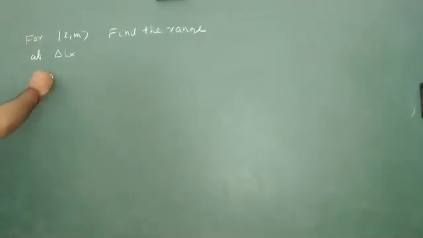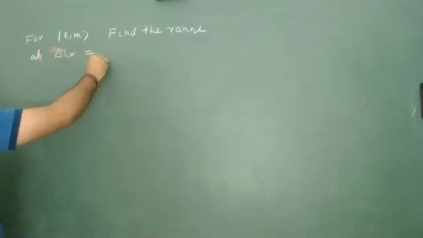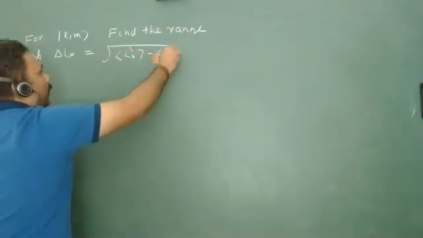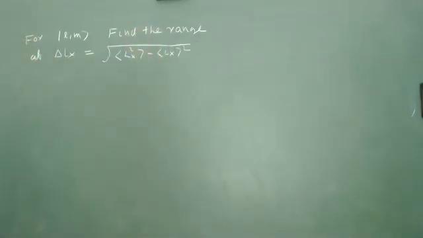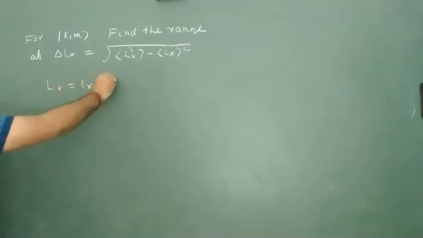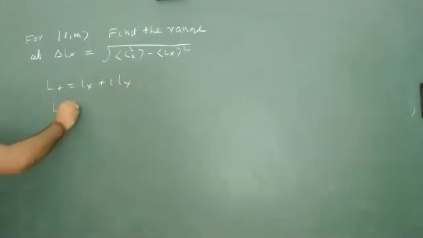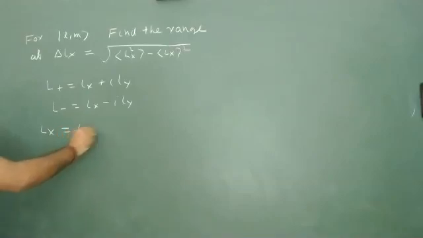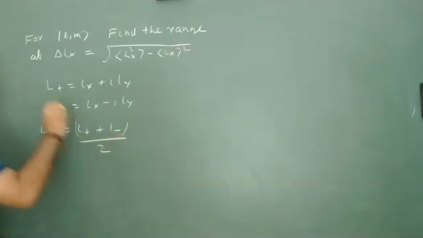So what is Lx? If I am talking about delta Lx, that means I have to calculate Lx square minus Lx whole square, isn't it? So we have to calculate each and everything. First, let's calculate what is Lx. Obviously, L plus is equal to Lx plus i Ly, and L minus is equal to Lx minus i Ly. You can add them, so Lx is equal to (L plus + L minus) by 2. This is very simple.